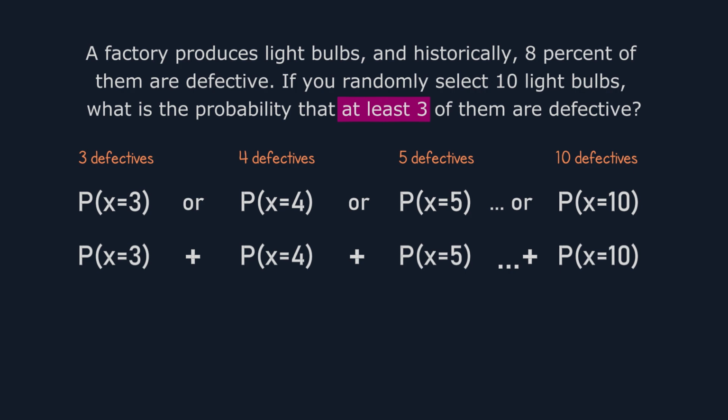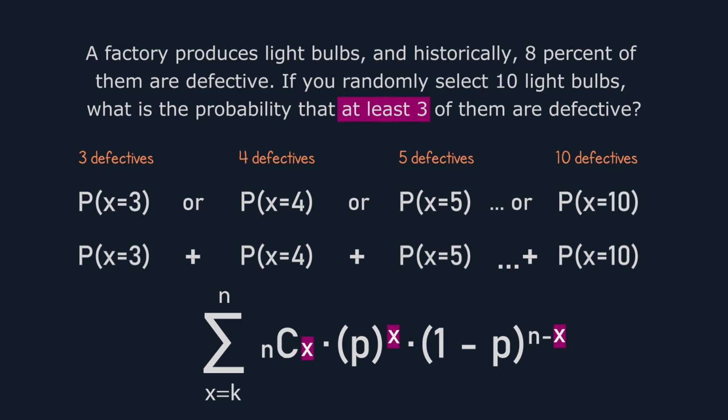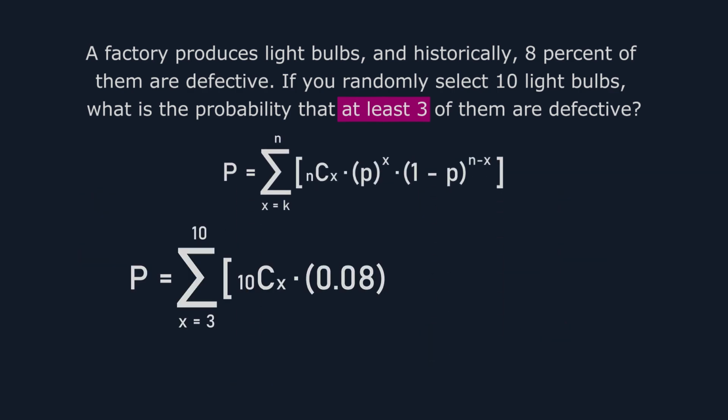Here's the trick. Instead of calculating each probability individually and adding them up, we can express this problem as a summation. Just bear with me, and we'll start with the binomial distribution formula. Since the number of successes, k, is varying from 3 up to 10, let's replace k with x and write this as a summation. The equation becomes the summation of the combination of 10 choose x multiplied by the probability of success, 0.08, raised to the power of x multiplied by the probability of failure, 1 minus 0.08, raised to the power of 10 minus x, as x goes from 3 to 10.